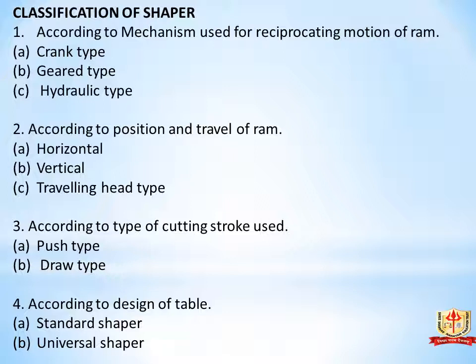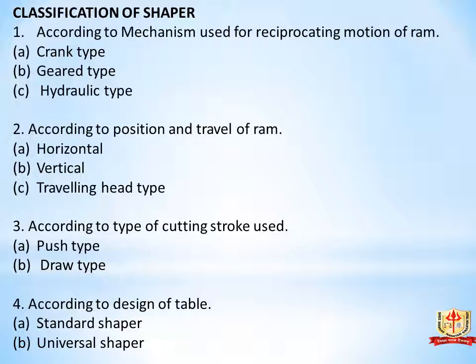Now we study the classification of shaper. First point, according to mechanism used for reciprocating motion of ram. First is a crank type, second is a gear type, and third is a hydraulic type. Second point, according to position and travel of ram. First is a horizontal, second is a vertical, and third is a traveling head type.